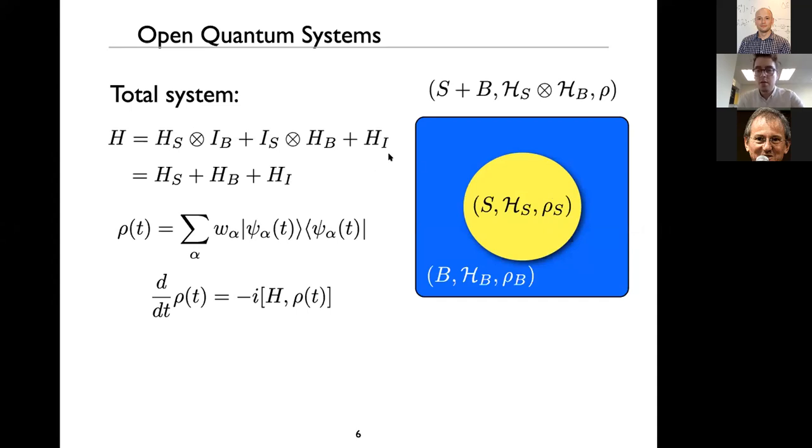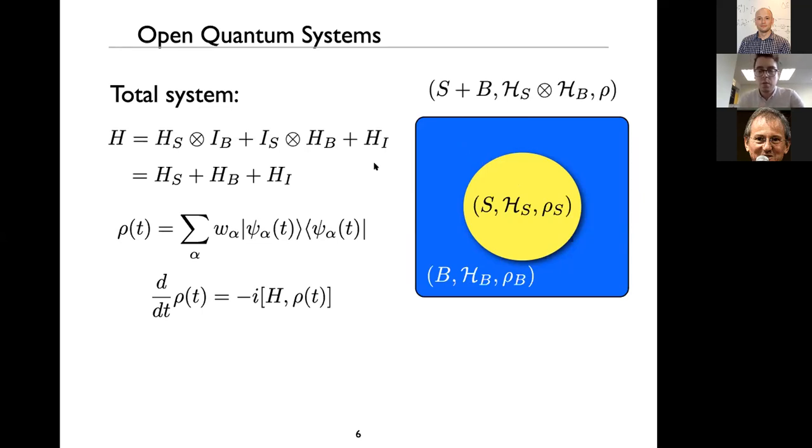What I also mentioned is that the general goal behind the theory of open quantum systems is to describe how an open quantum system evolves in time due to its interaction with the surrounding environment. The first naive approach to doing this is by noting that because we're assuming that this composite system, S plus B, is closed, its time evolution will be governed by the time-dependent Schrodinger equation.